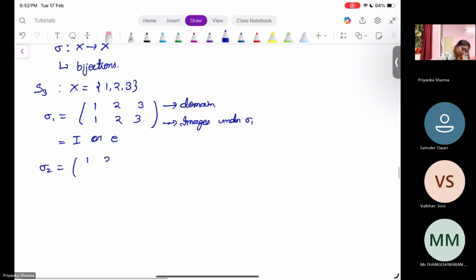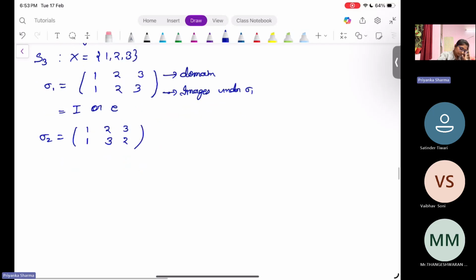Secondly, you can fix 1 and interchange 2 and 3. So the image of 2 will be 3 and the image of 3 will be 2. So this is another permutation. Then we can fix the image of 2 to itself, and we can exchange 3 and 1. So this will be this.